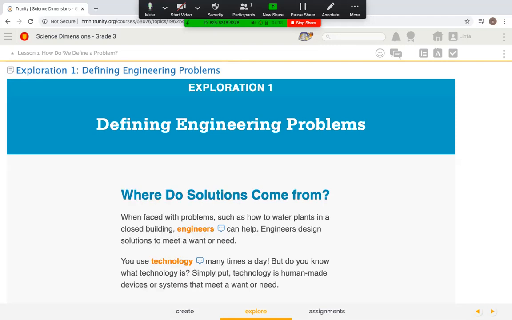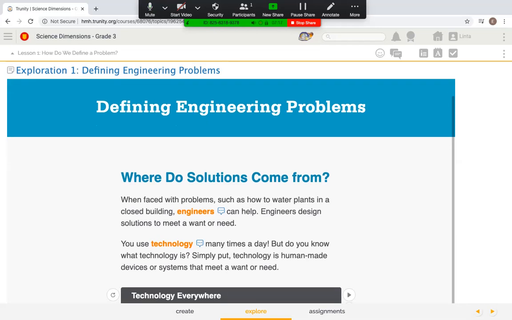Defining engineering problems. Where do solutions come from? When faced with problems such as how to water plants in a closed building, engineers can help. Engineers design solutions to meet a want or need.